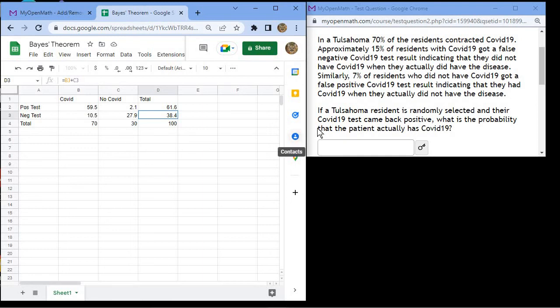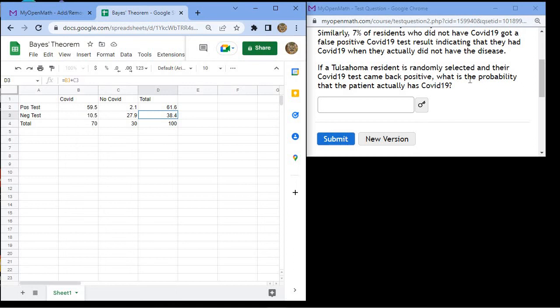All right, now let's see. What is this asking? This is a Bayes problem. We're just doing it with a contingency table instead of the formula here. So let's see. It says here, if a Tulsa resident is randomly selected and their COVID-19 test came back positive, what is the probability that the patient actually had COVID-19? That would be asking what is the probability that the person had COVID-19 given that we already know that their test came back positive. So given a positive test, what's the probability that somebody had COVID-19?